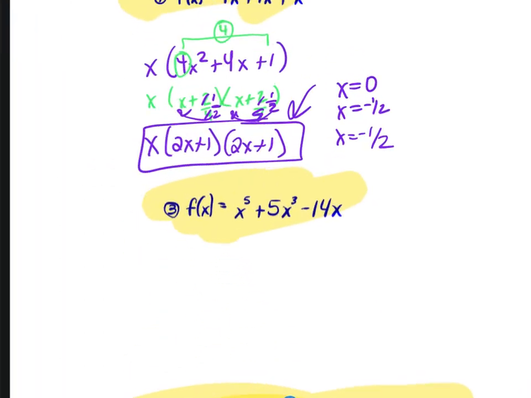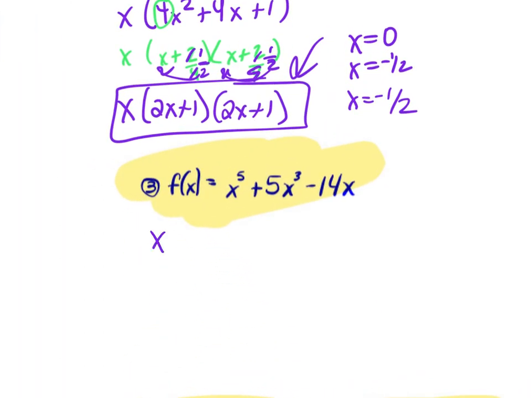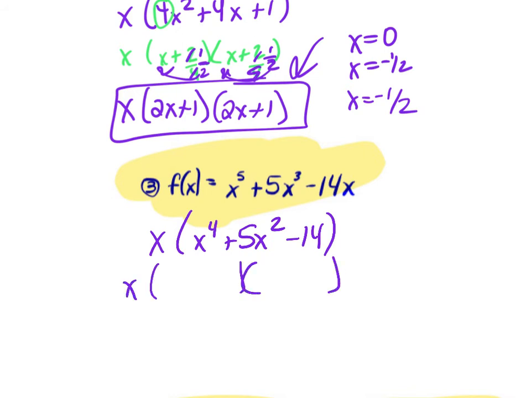So if we look at something like this, GCF first, take out the x, and I'm left with x to the 4th plus 5x squared minus 14. Well, this factors. What times what gives me x to the fourth? I get x squared and x squared. What times what gives me a negative 14 when I multiply, but a positive 5 when I add? It'd be plus 7 and minus 2.